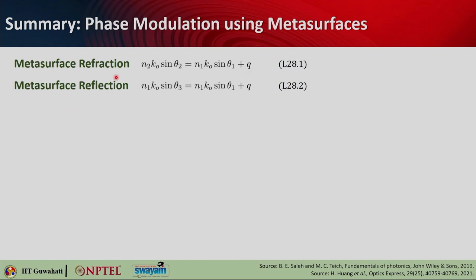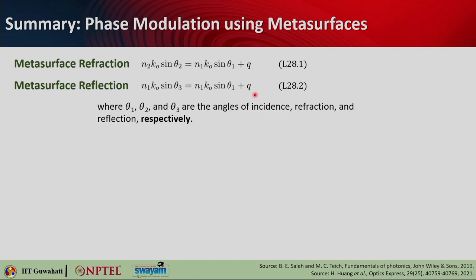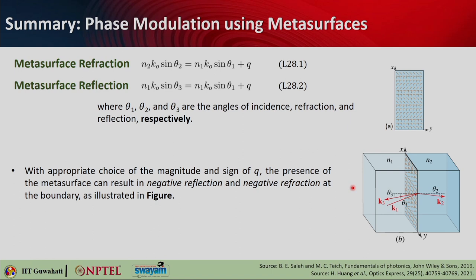So these are the metasurface refraction and reflection equations. These are modified Snell's law, where you have introduced your design parameter into this law. Here we have already discussed theta 1, theta 2, theta 3 are the incidence, refraction and reflection angles. And by appropriate choice of the magnitude and sign of q, you can make this work as a negative reflection as well as negative refraction kind of surface, as we have considered till now. So this is how a metasurface is able to modify Snell's law and change the refraction and reflection characteristics.